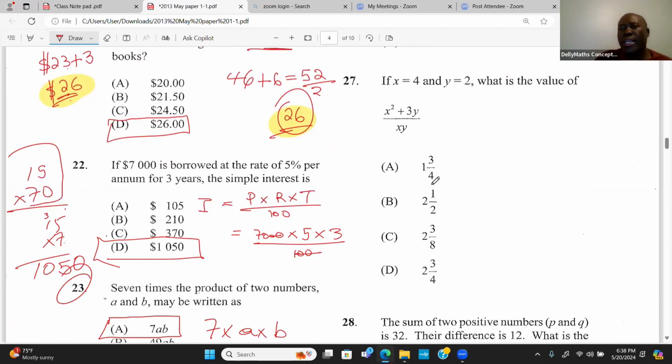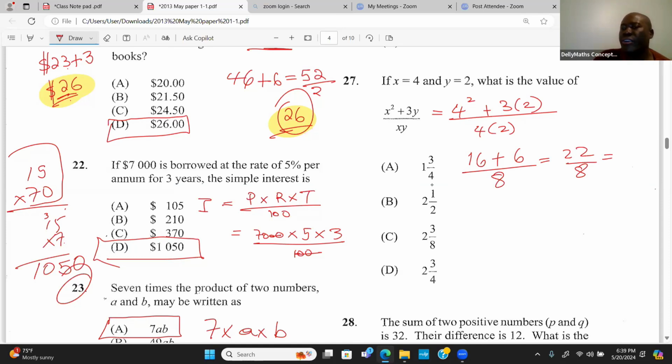If x is equal to 4 and y is equal to 2, what is the value of this? So we're employing substitution here. X squared is 4 squared, plus 3 times y, y is 2, all over xy. As you can see, understanding the symbolism, 4 squared is not 8. 4 times 4 is 16, plus 6, over 8. This gives us 22 over 8. If you break this down by dividing by 2, you get 11 over 4.